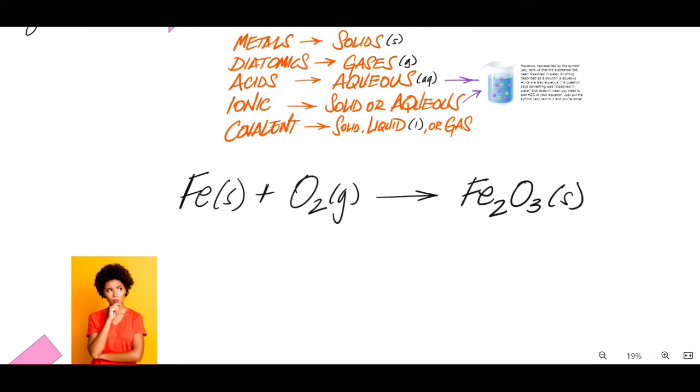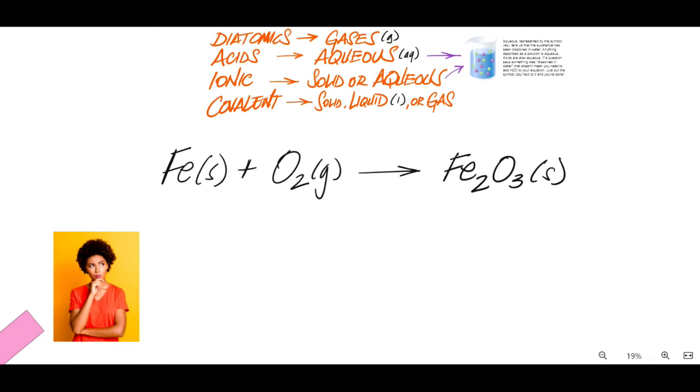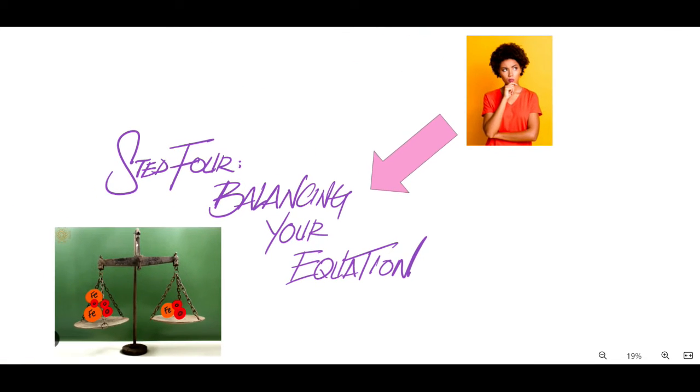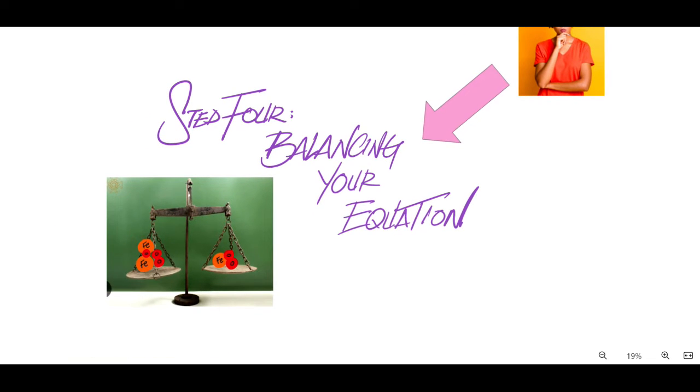Now, I want you to take a really close, critical look at the equation we've written. Does it seem complete to you? Does this make sense? Pay attention to the numbers. I think there's a problem with this, and that is that on one side of the equation, we have more iron atoms and oxygen atoms than on the other side. This means we violated the law of conservation of mass, and now we need to balance the equation. Let's go back into the classroom to learn how to do just that.